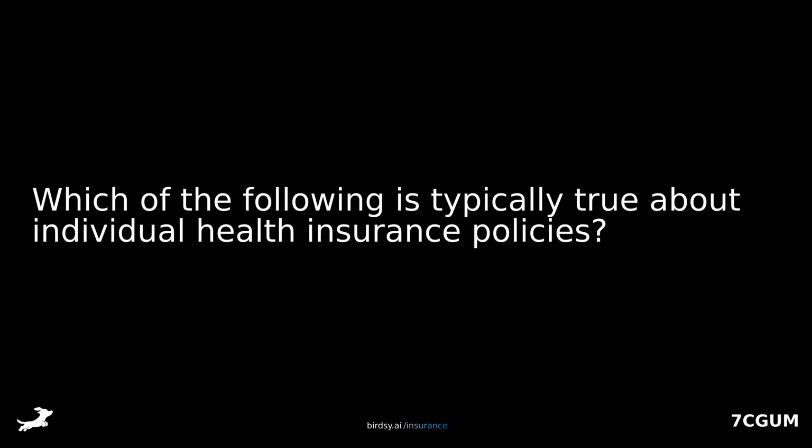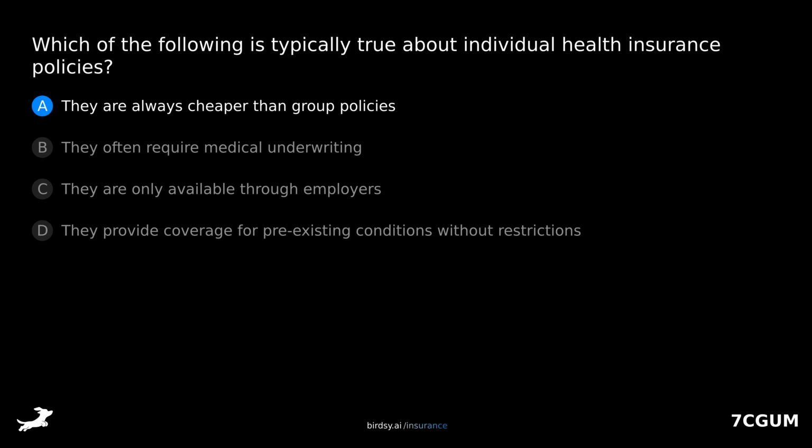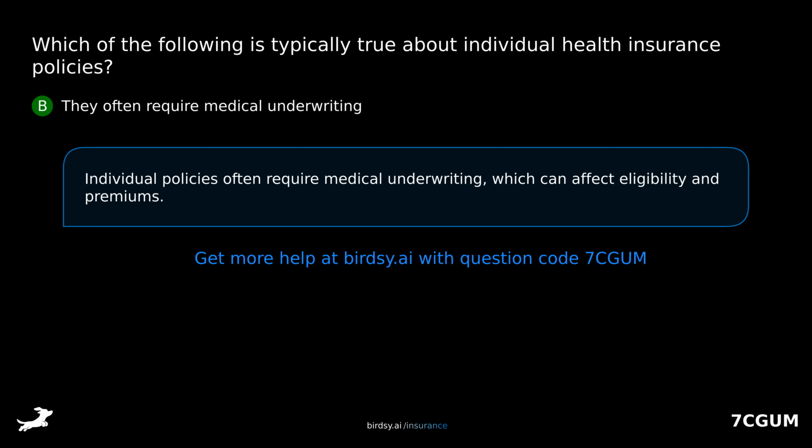Which of the following is typically true about individual health insurance policies? Is it A, they are always cheaper than group policies? B, they often require medical underwriting? C, they are only available through employers? Or D, they provide coverage for pre-existing conditions without restrictions? The answer is B, they often require medical underwriting. Individual policies often require medical underwriting, which can affect eligibility and premiums.